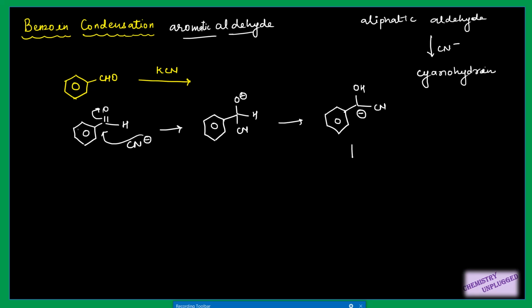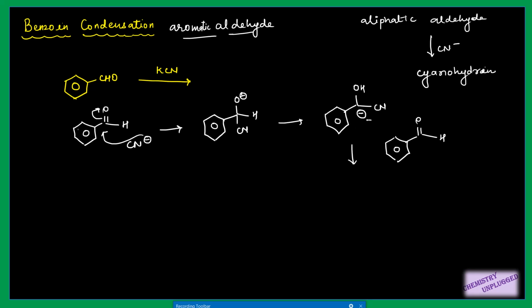The next step is, this carbanion will attack on another molecule of benzaldehyde, or any other aromatic aldehyde present in the reaction mixture. So this reaction is very simple when we have only one type of aldehyde present in the reaction mixture. But when we have more than one type of aldehyde, then which will be attacked by CN minus first? We will take that later, but the first step is it will attack on another molecule of benzaldehyde.